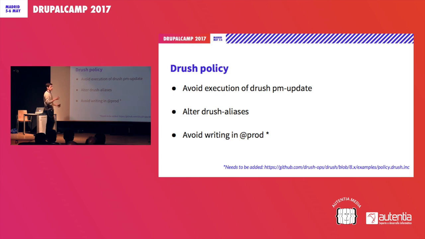So Drush policy is basically a file that we can include in our Drush directory. And through that file, we can basically validate every Drush command that we run. Every command. It doesn't have to be declared in any particular way. As every Drush command that we have on our site will pass through that file if we implement a hook for that. What we can do with this is that we can, for example, avoid execution of Drush pm-update or pm-enable or remove or whatever.